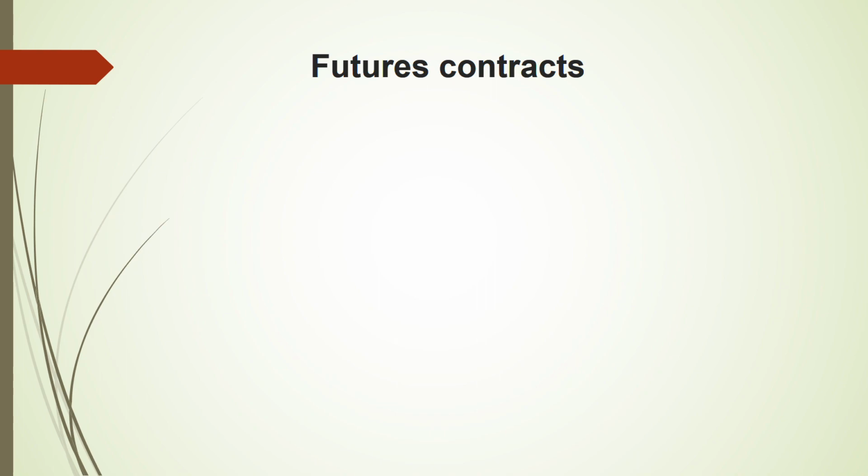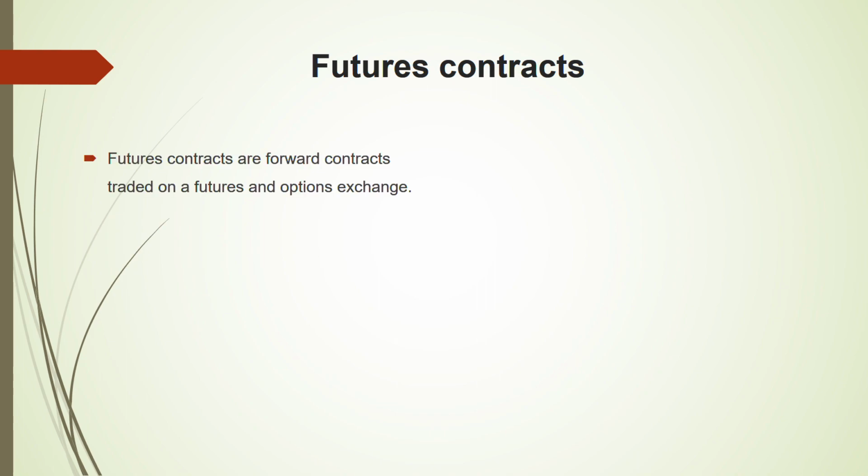So let's start with the future. What is it? Definition: future contracts are forward contracts traded on a future and option exchange. You don't have to know the definition, because no one is going to ask you the definition, and you don't have to write it in the answers. You just have to know this is exchange traded, okay? This is not over the counter like forward.